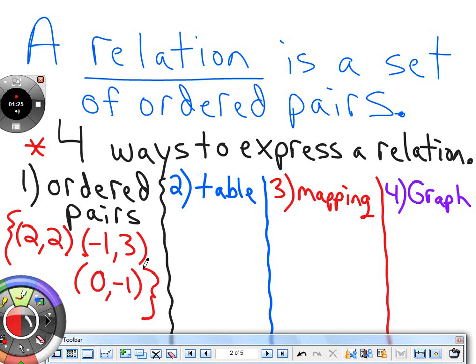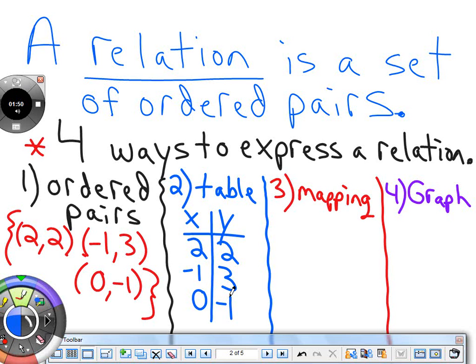I could also show this exact same thing in the form of a table. I can make a little XY table, and for the point (2, 2), I would just say 2, 2. And for the point (-1, 3), I would have -1, 3. And then the next point would be 0, -1. It's the exact same thing, but in the form of a table.